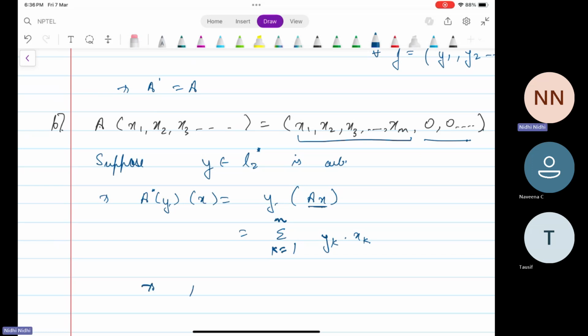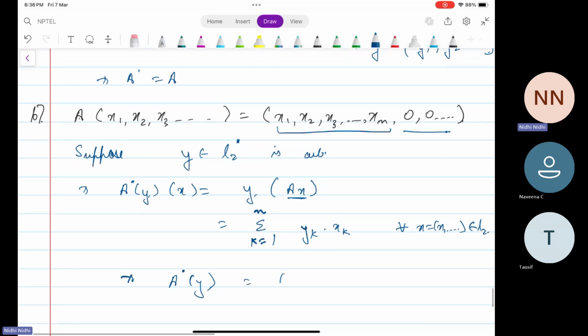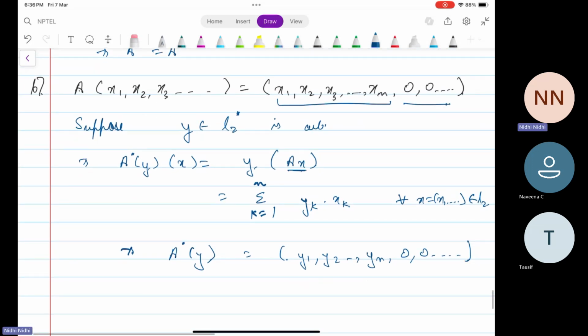This implies A star y, this is for every x in L2. So A star y is basically generated by the sequence y1, y2 up to yn, rest of the terms are 0. So here also we can see that A is equal to A star.